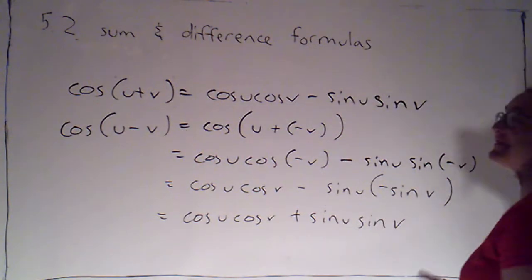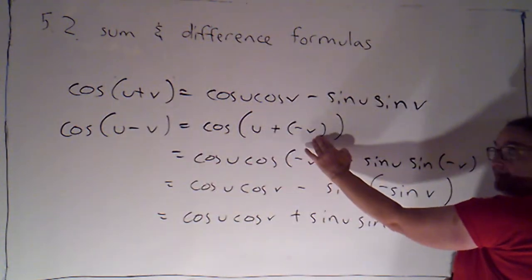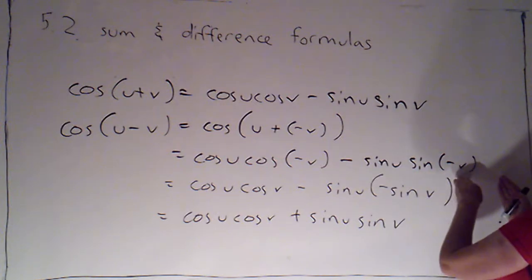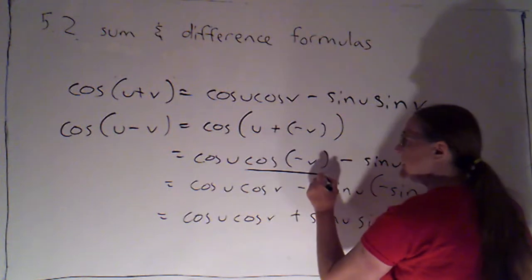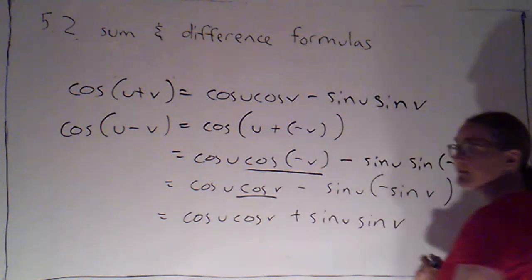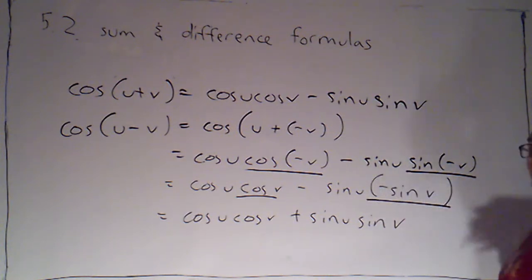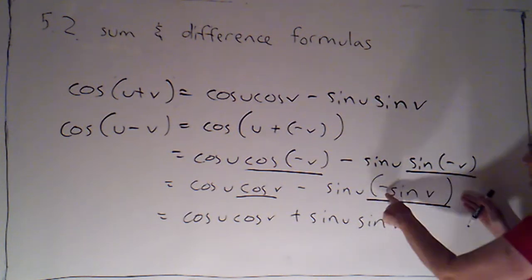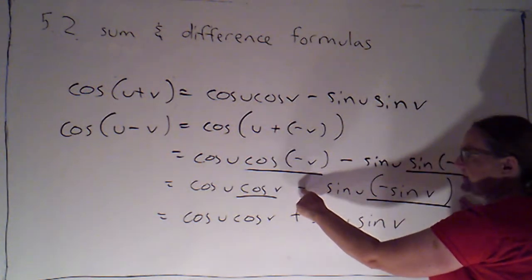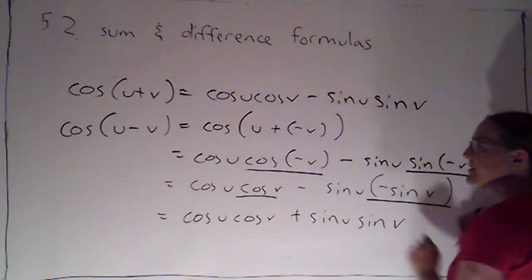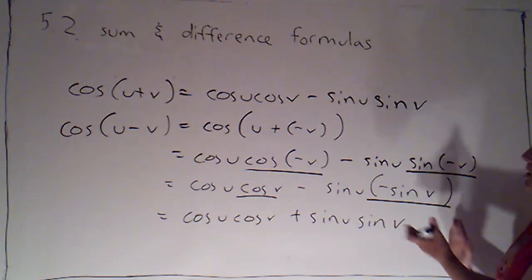All right, I've got the answer up here. Notice I just rewrote u minus v as u plus the opposite of v. So then I plugged into the sum formula, just replacing the v with the opposite of v. And then since cosine is even, cosine of the opposite of v is the same as cosine of v. Since sine is odd, sine of the opposite of v is the opposite of sine of v. But rather than having these parentheses, I just moved that negative to the front. It combined with the negative that was already there, so we end up with cosine u cosine v plus sine u sine v. Okay. Pretty nice.